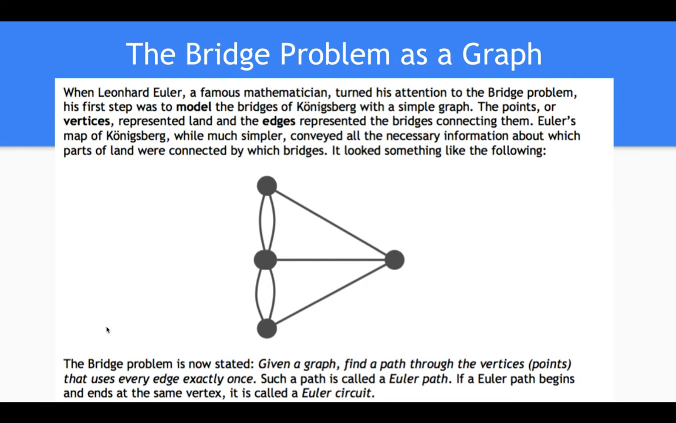All right, now let's state this bridge problem a different way. Given a graph, find a path through the vertices or points that uses every edge exactly once. Such a path is called an Euler path. If an Euler path begins and ends at the same vertex, it is called an Euler circuit.